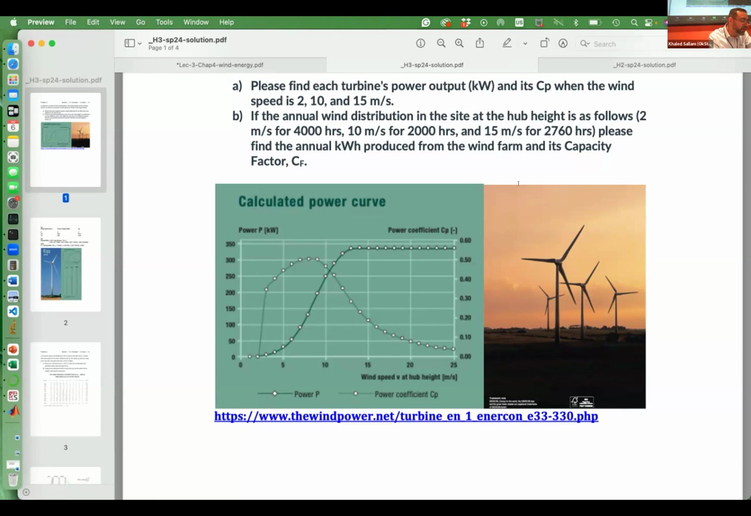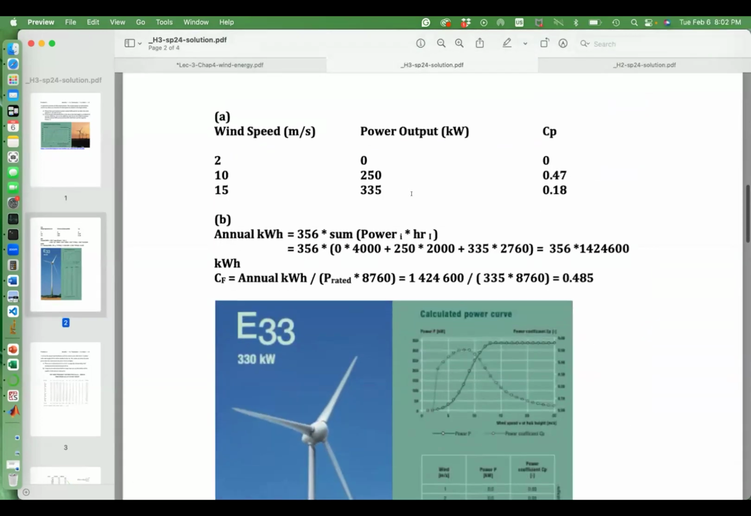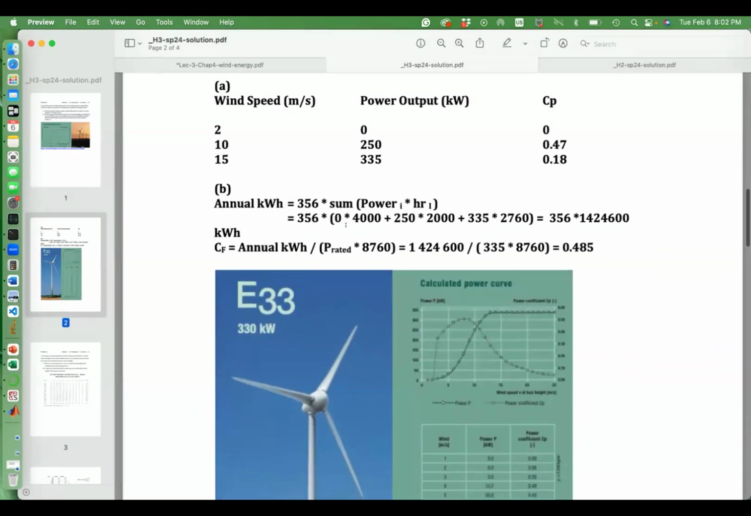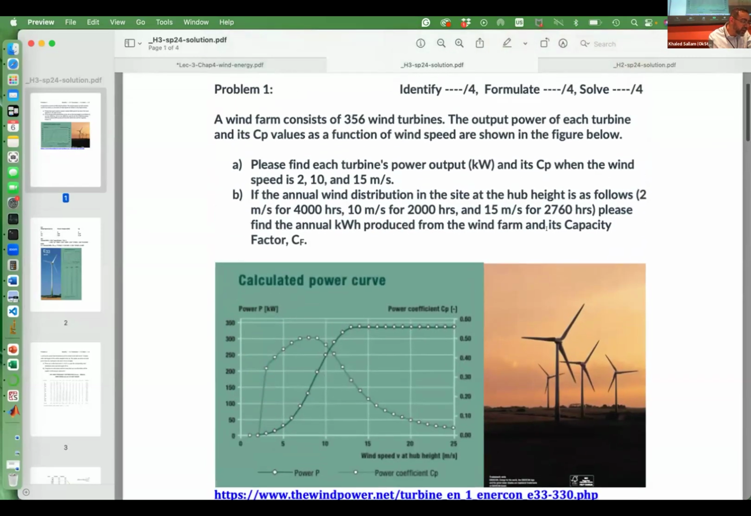Anyway, the point is, the year is divided into 3 velocities, and for each one of them, from this curve, we can figure out the output power. So when he asks how much is the annual kilowatt hour, you will basically say the output power would be this much times 0, plus this much times this much. Okay?